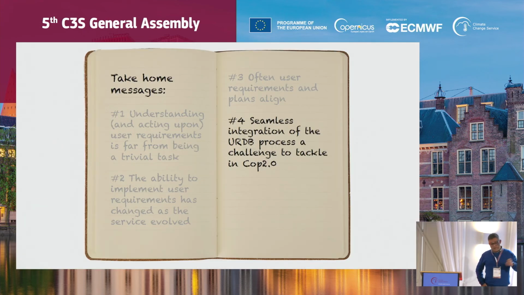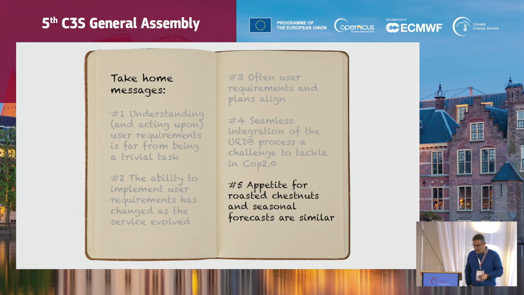And so key message number 4: the seamless integration of the URDB process is something that is starting to happen now in the second phase of Copernicus for the C3S, but it's still a challenge that we need to tackle in this phase. And finally, if I managed to attract you with the roasted chestnuts, I have the last key message: that the appetite for roasted chestnuts is somehow similar to seasonal forecast. And I have just 15 seconds to tell you why.